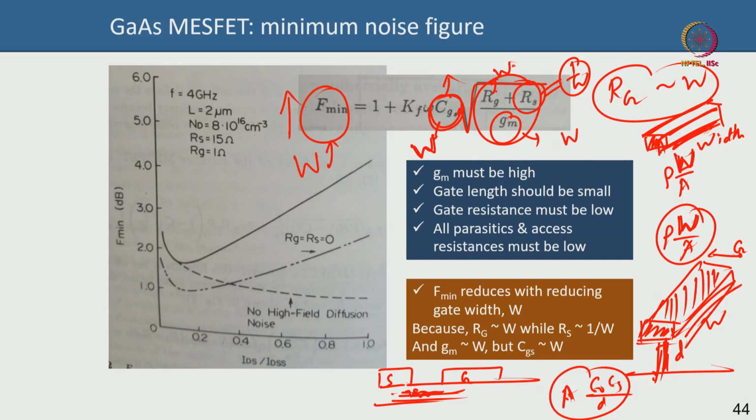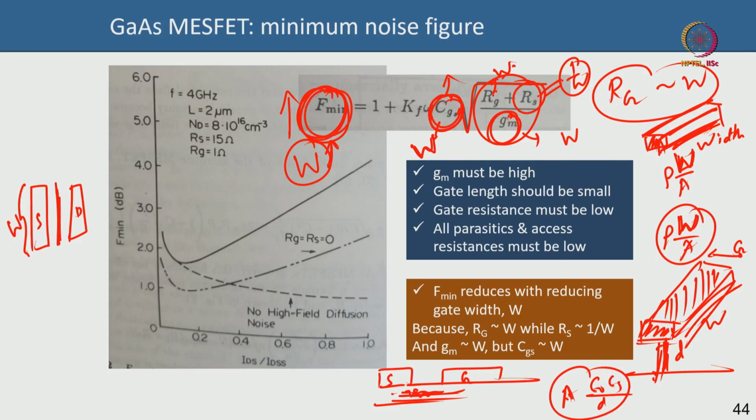The gate resistance increases with width, the source resistance decreases with width, the GM increases with width, and the CGS, most importantly, increases with width. All this means that the minimum noise figure increases with increasing width, which means if you have a larger W, your noise figure will be higher, which is undesirable. That is why for a low noise amplifier or low noise device, with source, drain and gate, the unit gate width should be as low as practicable, so as to keep the noise figure minimum. That is what it means.